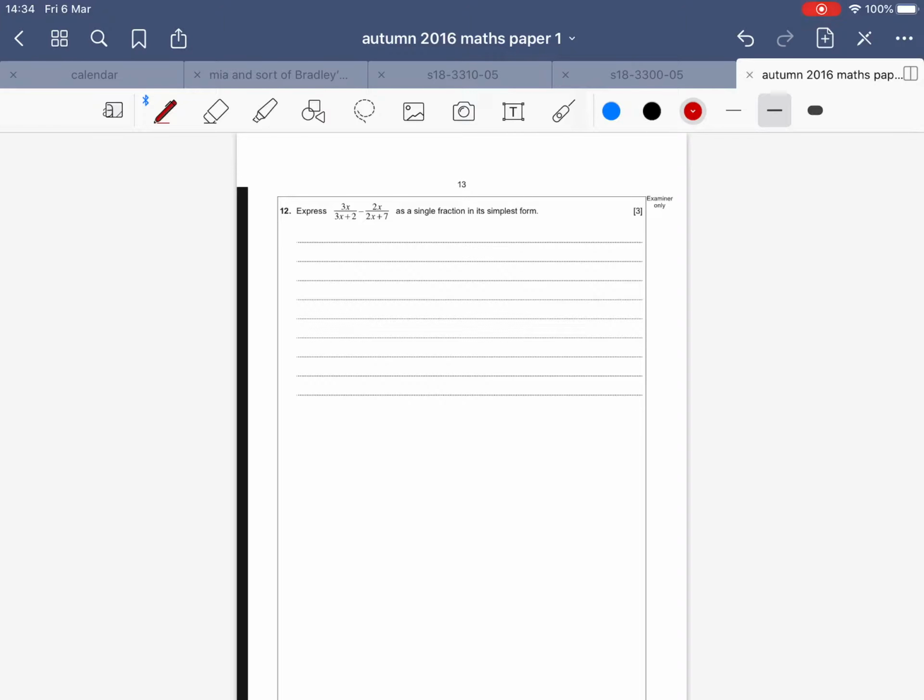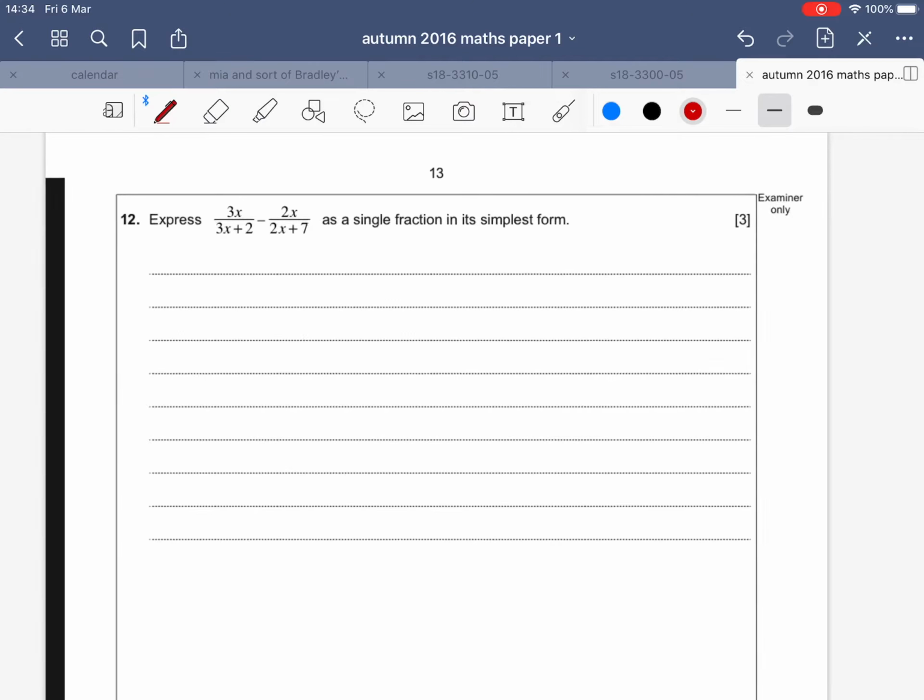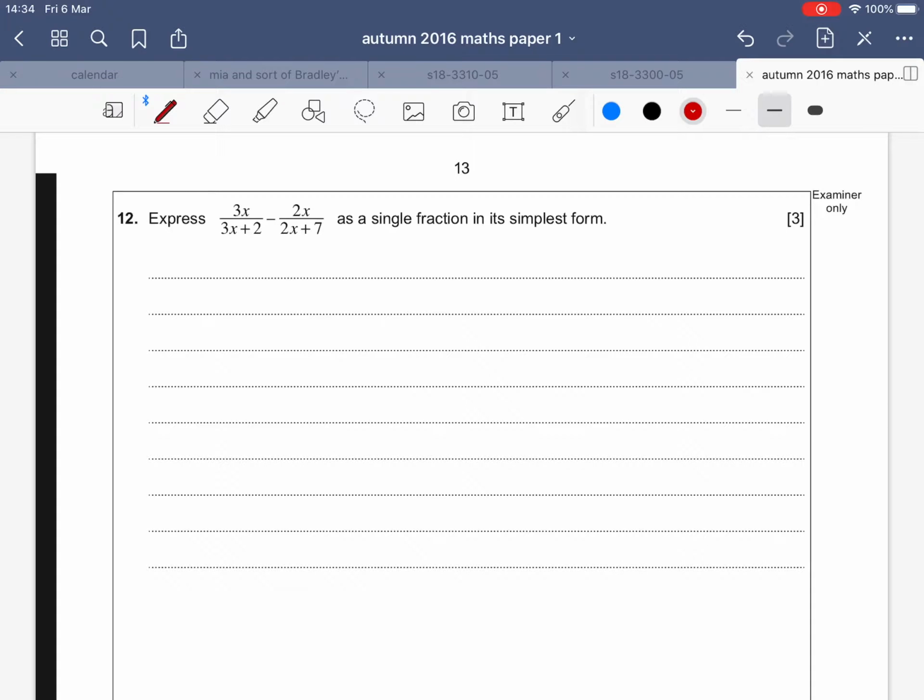Okay, question 12. Express 3x over 3x plus 2, take away 2x over 2x plus 7 as a single fraction in its simplest form. So to manipulate fractions, you need your denominators the same. So we want to multiply all of this first fraction by 2x plus 7. And you want to multiply all of this second fraction by 3x plus 2. It might help you to use brackets everywhere. So put brackets and you might not get confused. Put brackets around the top ones if you want as well.